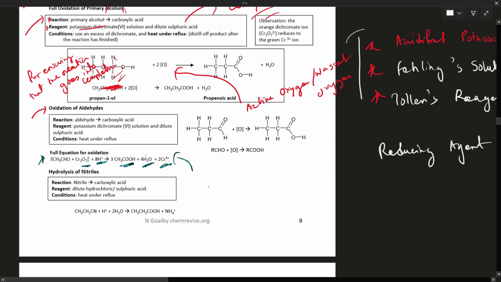By the way, this is green in color. The reason why, and this is orange in color. All right, so we tend to see a color change from orange to green when this oxidation takes place. Did you understand?